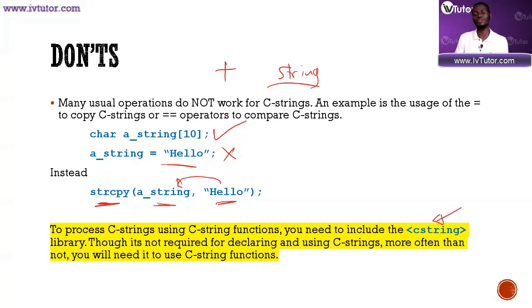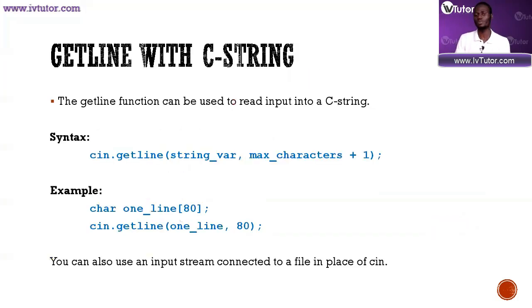But in most cases, if you are using C strings, chances are high that at some point you might want to use the C string functions, which means you will then have to #include <cstring>, okay? And I think one of the last things we want to talk about with C strings is how to use getline with a C string, which works exactly the same way you would use getline with a normal string. So there's really nothing special here.